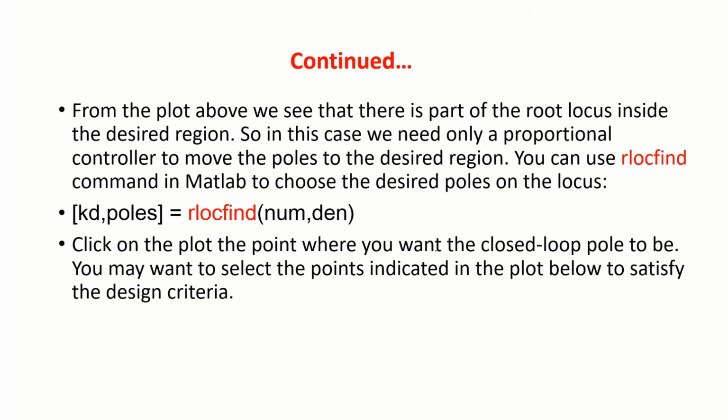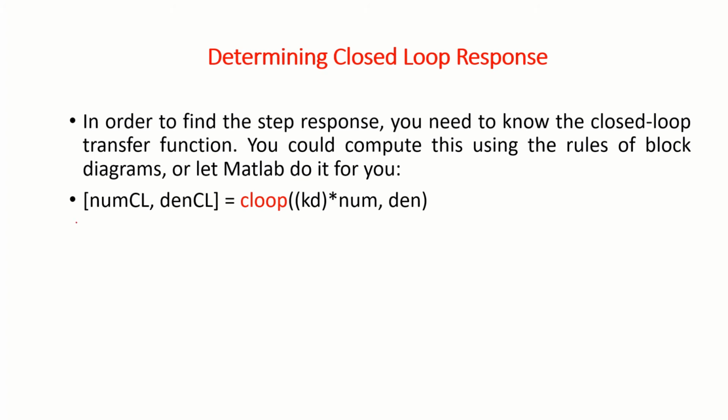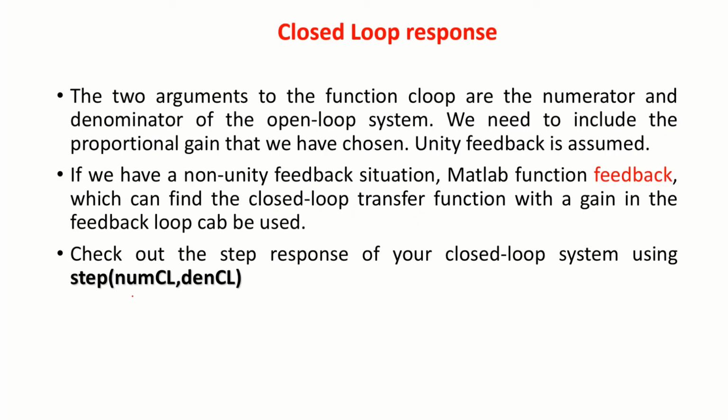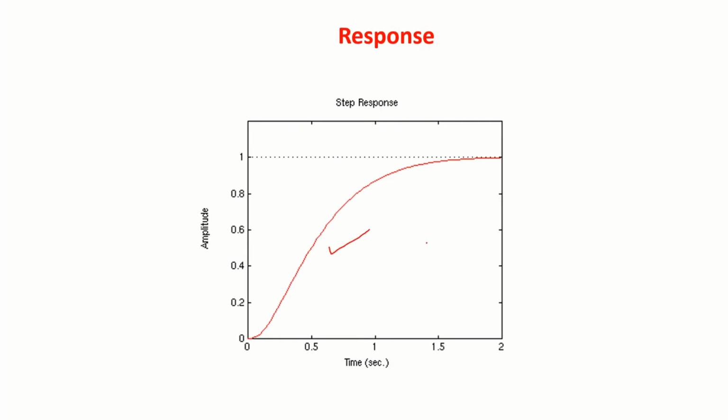You can extract closed loop poles also. You can just do one thing: numerator CL, denominator CL, C loop, KD star numerator and denominator. If you have written a separate program with numerator, denominator with KD value, then numerator of closed loop and denominator of closed loop also you can write using this command. If you give the step of that numerator CL and denominator CL, then it will give you a closed loop response like this. Very simple way you can use MATLAB to draw the root locus plot and analyze your design.